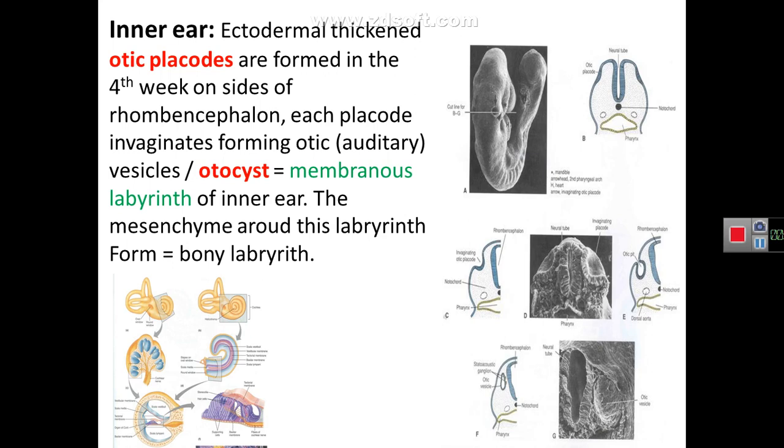Embryology of the inner ear is as follows. First, there will be thickening of the surface ectoderm on the side of the rhombencephalon in the head region. This thickening of the ectoderm is called otic placode. It will invaginate to form the otic pit and then the otic vesicle, also called otocyst. This otocyst, or auditory vesicle, or otic cyst, will form the membranous labyrinth, and the mesenchyme around it will form the bony labyrinth. And that's all.